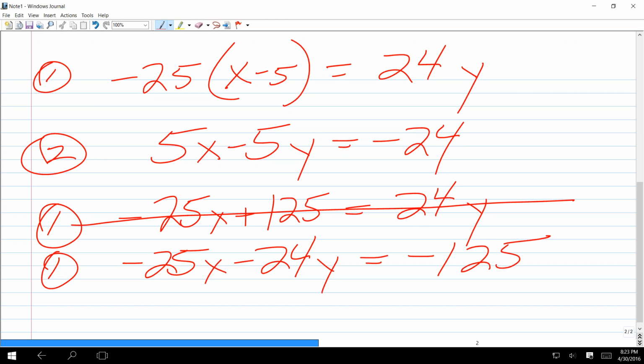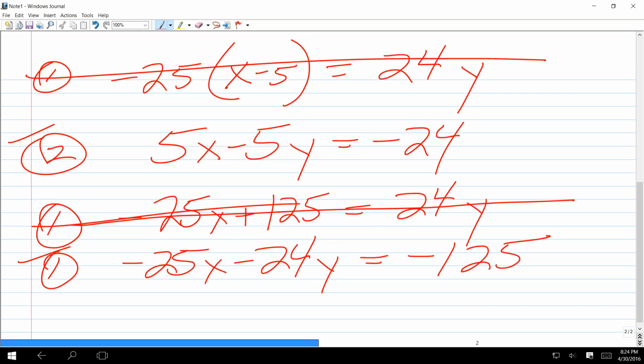You see how I got that? Negative 25x minus 24y equals minus 125. I subtracted 125 from both sides. Okay, so now I'm dealing with this equation 2 and this equation 1.